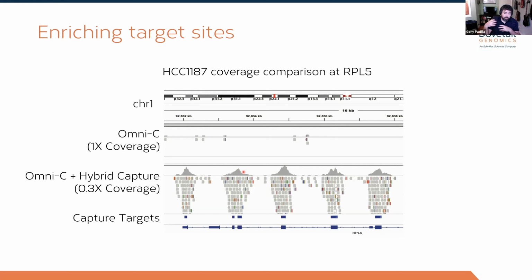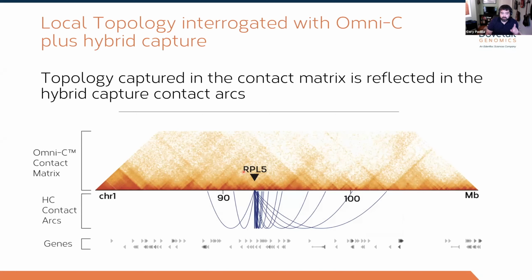So what we're trying to show here is you don't have to buy new probes. You can use the probes that you're already using. And then what you can do is not only enrich the sequence information over that, you can now enrich the topology signal over that. And so here what we're showing is that contact matrix over RPL5. And what we can see here is that here's where that gene lives. Here is the domain that it sits in.